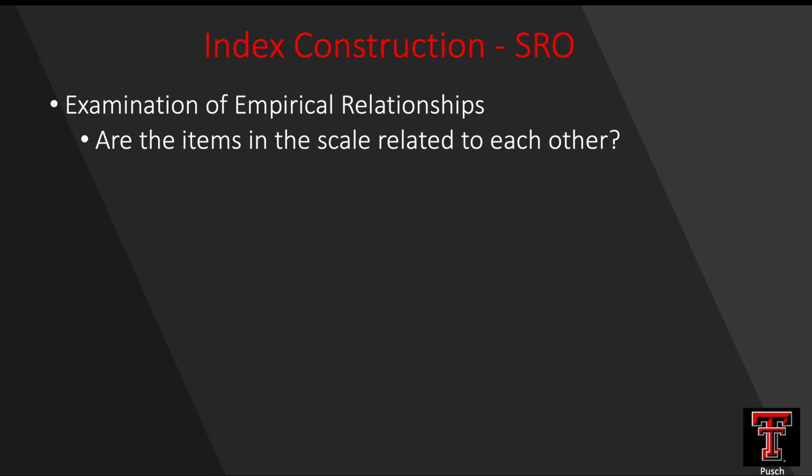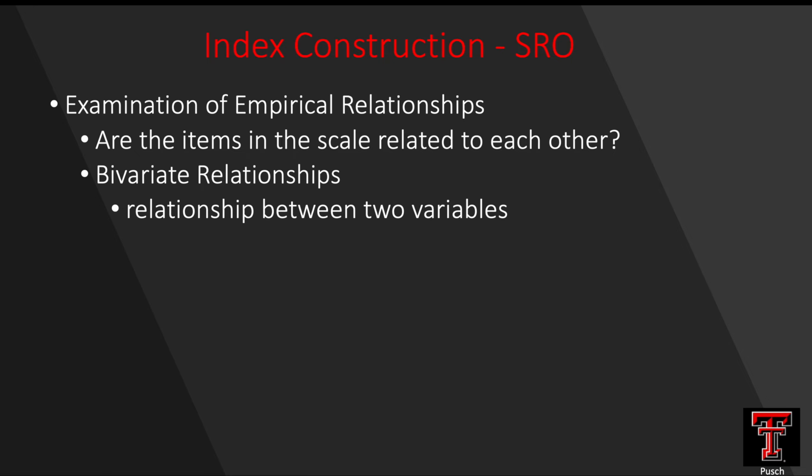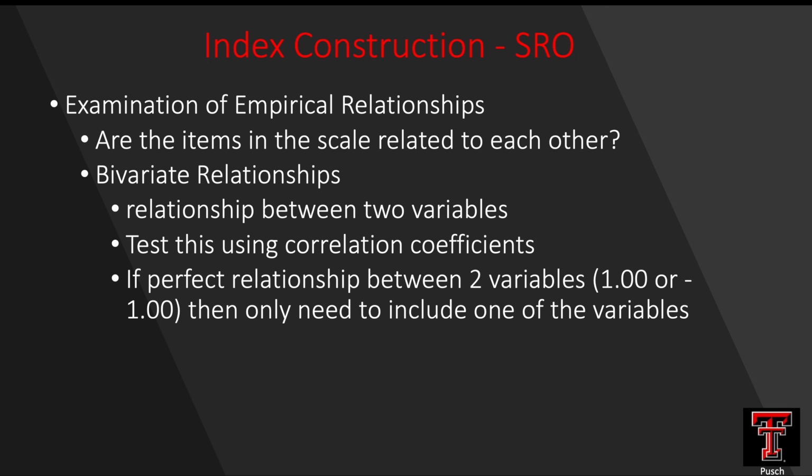Okay, we also want to make sure we examine the empirical relations. So we want to make sure the items in the scale are related to each other. So again, the first step of this is going to be to look at the bivariate relationships. So is there a relationship between the two variables? We test this using correlation coefficients, and then, when we're finished building our scale, we do a principal components analysis to make sure everything is related to each other, and it sort of kicks out the items that we really don't need in that scale.